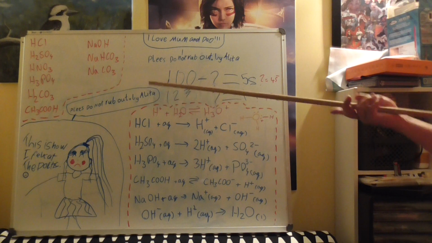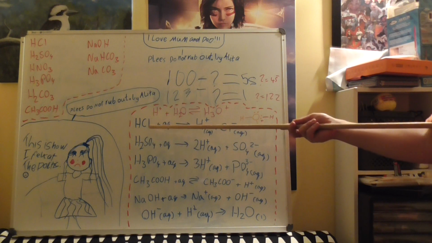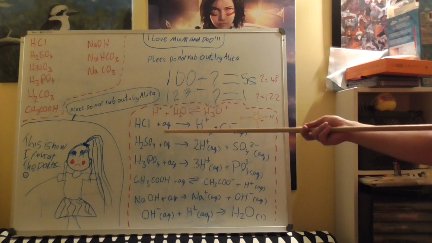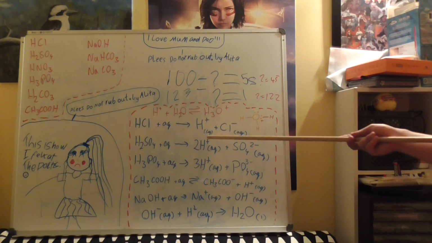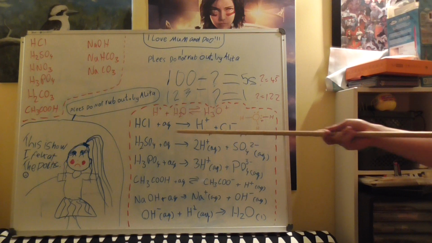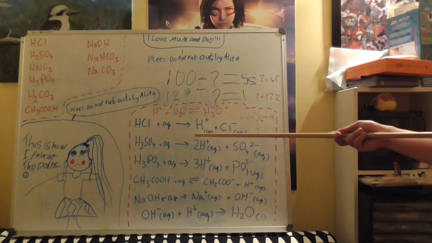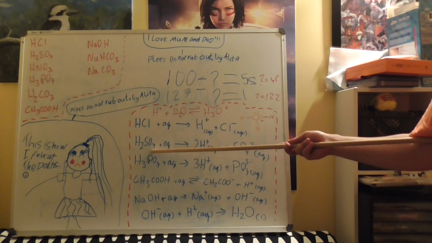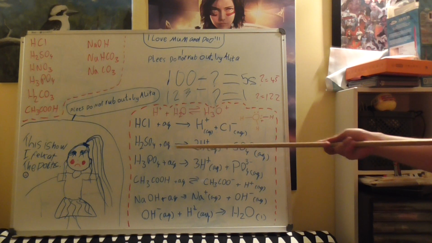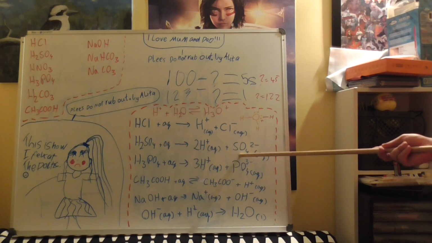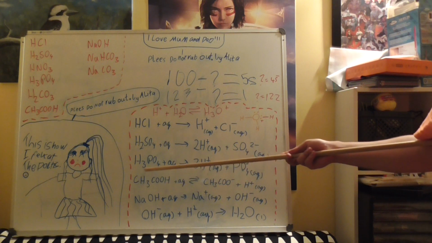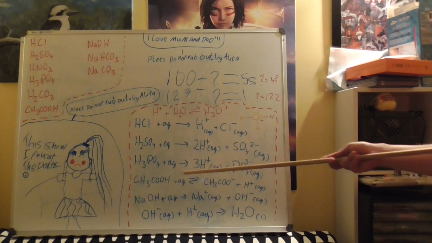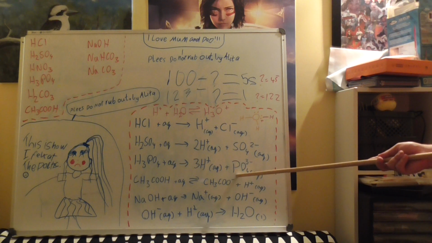Now we can see here ionization equations for several of the main acids. If you add hydrochloric acid to water, it becomes H+ aqueous and Cl-. This is what we call a monoprotic acid because it gives off one proton. Sulfuric acid is an example of a diprotic acid. When you mix it with water, it gives you two protons and the sulfate ion. Phosphoric is an example of a triprotic acid. When mixed with water, you get three protons and the phosphate ion.